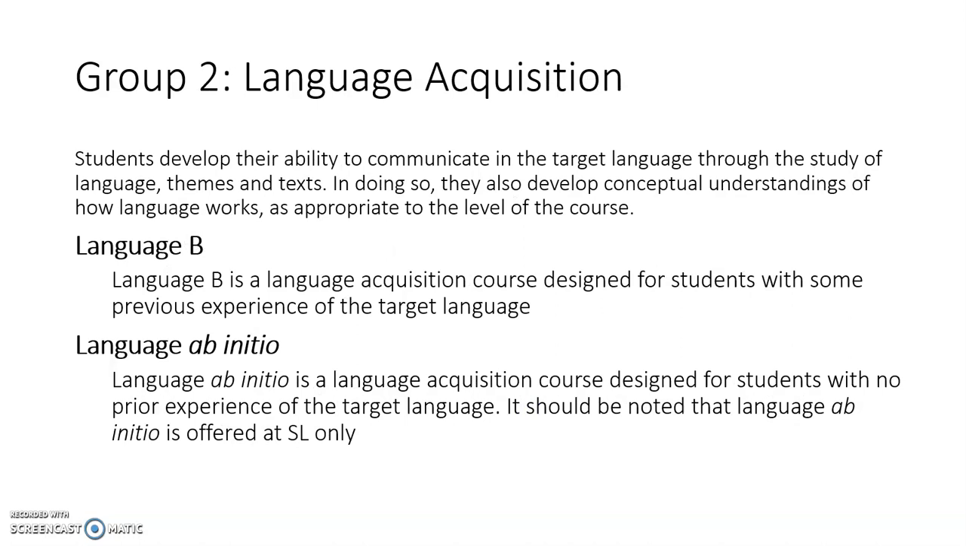For group 2, for language acquisition, we have 2 levels here, and the levels are important to take note of. We have language B courses, which are intended for students that have a number of years experience with the language already. And then we have language ab initio courses, which are for beginners in the language concerned. Complete and utter beginners is for the language ab initio courses.